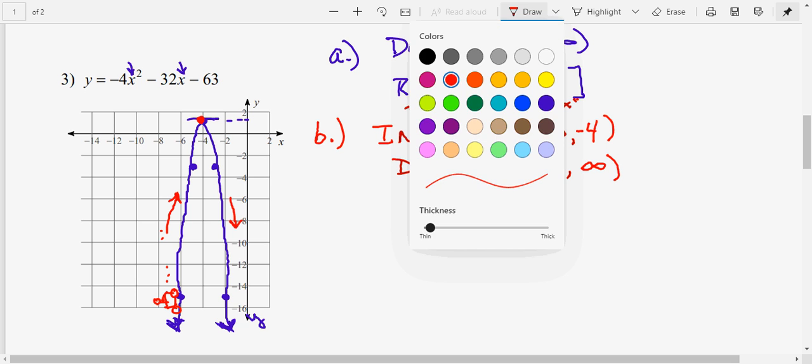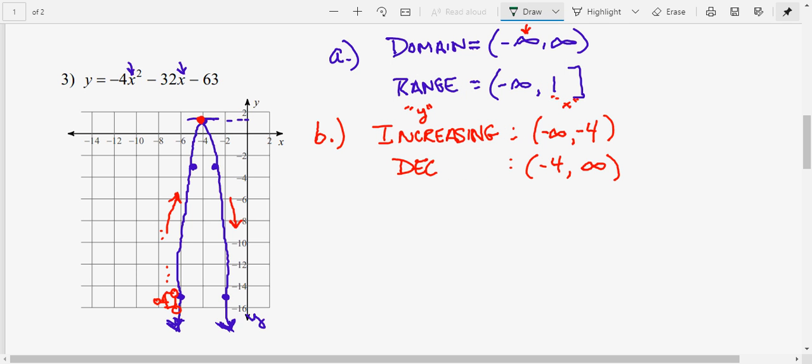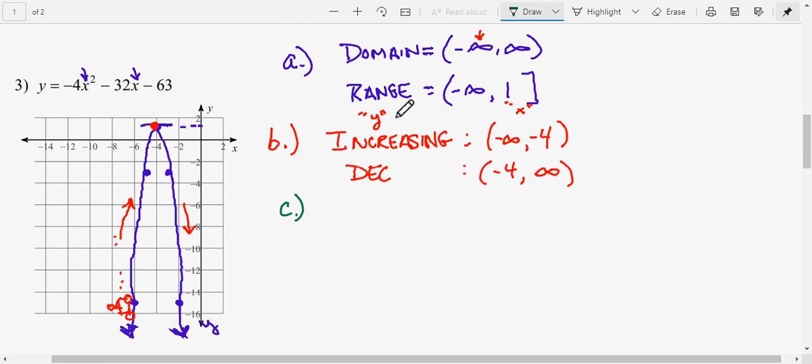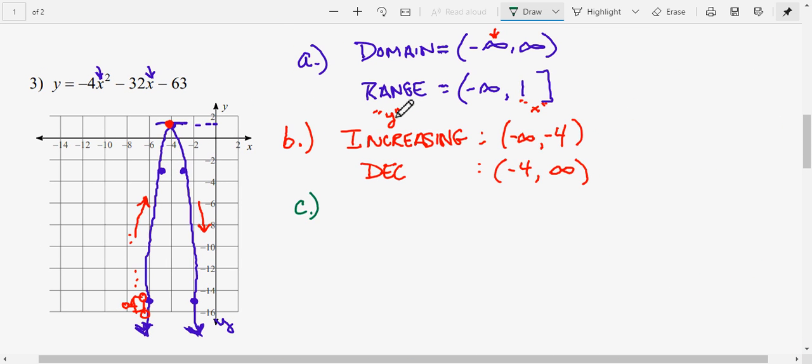Okay, for part C, I'm going to do that by hand first, and then look at the calculator. Part C asks for the x and y intercepts, I think. Let me double check that. Yeah, x and y intercepts. Well, let's do the y-intercept first because it's the easiest. Y equals -4x squared minus 32x minus 63. That's the equation.